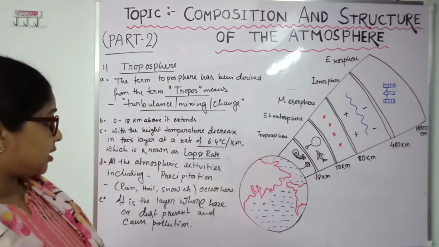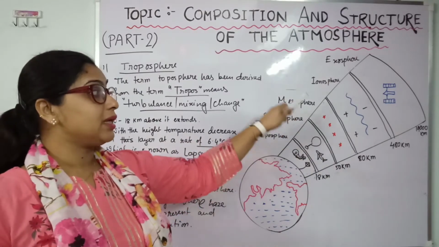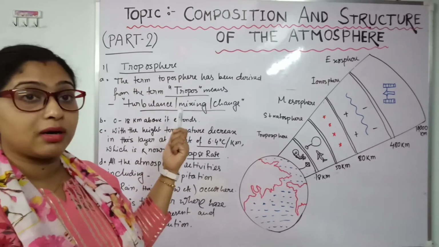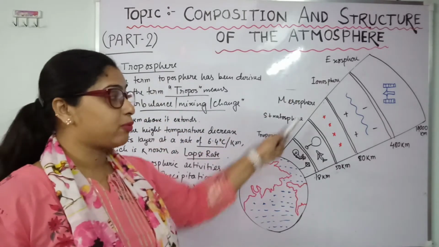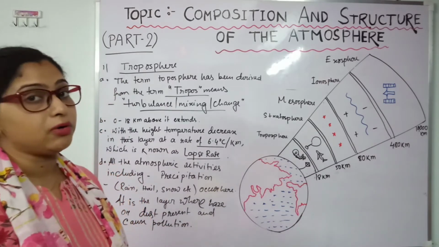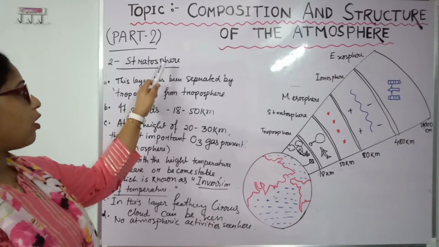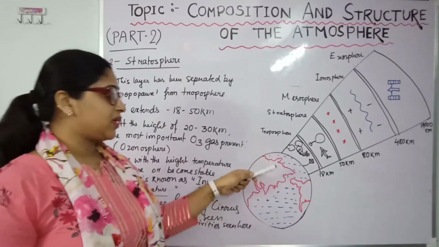So these are the characteristics of the troposphere layer, and obviously you have to draw it in the exam if it asks about the structure of the layers with explanation of the different layers. You have to draw that. So I am going to tell you about the stratosphere now. Students, I am going to tell you about the characteristics or features of the stratosphere layer, the second lowest one from the surface.